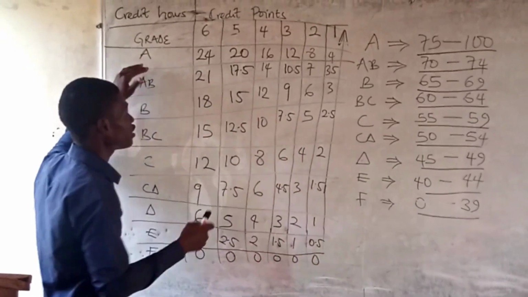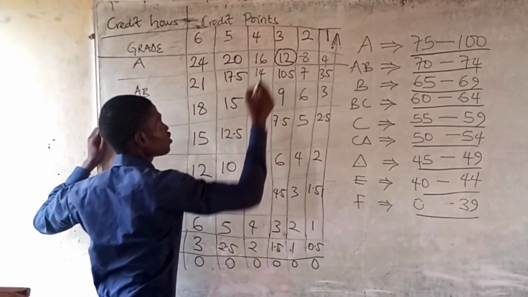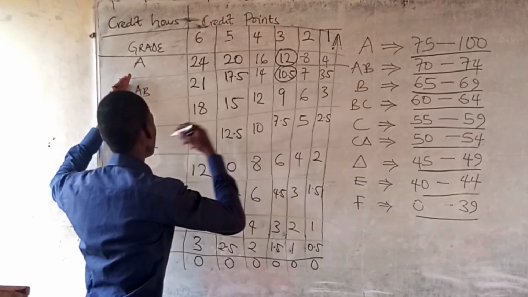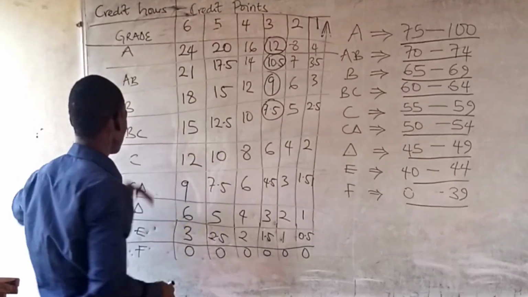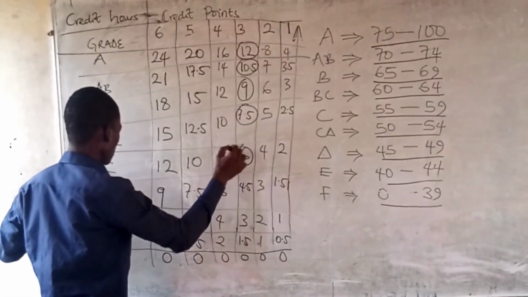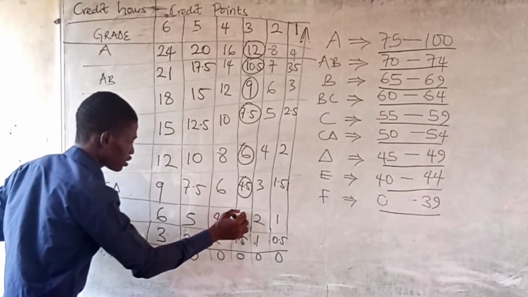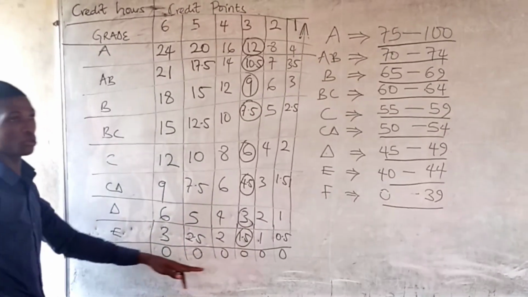So if you are getting an A grade for a 3 credit unit, the grade point is 12. For AB, the grade point is 10.5. For B, the grade point is 9. For BC, the grade point is 7.5. For C, the grade point is 6. For CD, the grade point is 4.5. And for D, the grade point is 3. For E, the grade point is 1.5. And for F is a carryover.